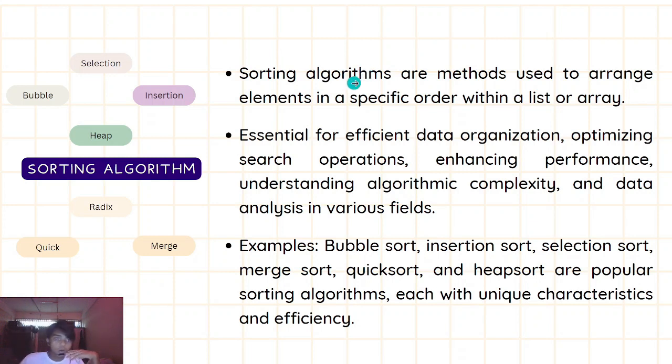Okay, so what's the function of this sorting algorithm? First things first, it is essential for efficient data organization, optimizing search operations, enhancing performance, understanding algorithmic complexity, and data analysis in various fields. Okay, there are 7 different types of sorting algorithm, which are bubble, selection, insertion, heap, radix, quick, and merge, and each method has a unique characteristic and efficiency.